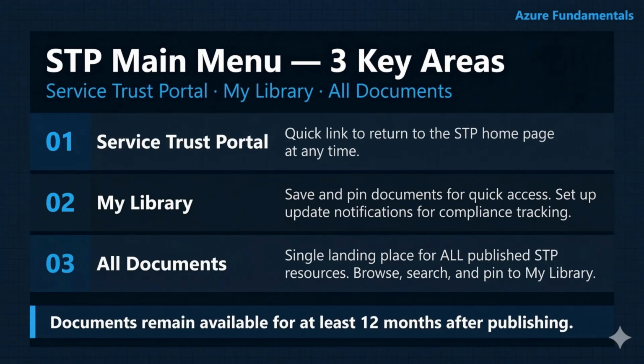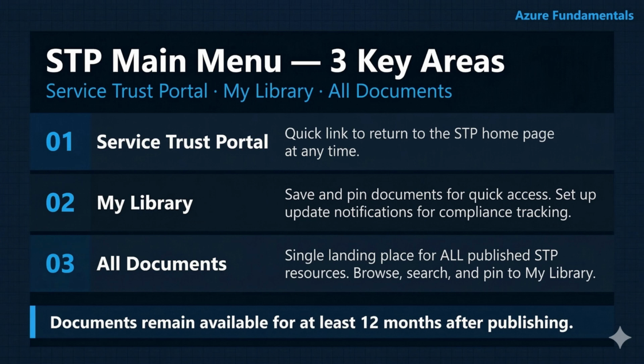Once you're signed in to the Service Trust portal, you will see a main navigation menu at the top of the page. Let's walk through the three key areas you need to know. The first is the Service Trust portal link itself. This is simply a quick access link to return to the STP homepage at any time. It acts as a home button.